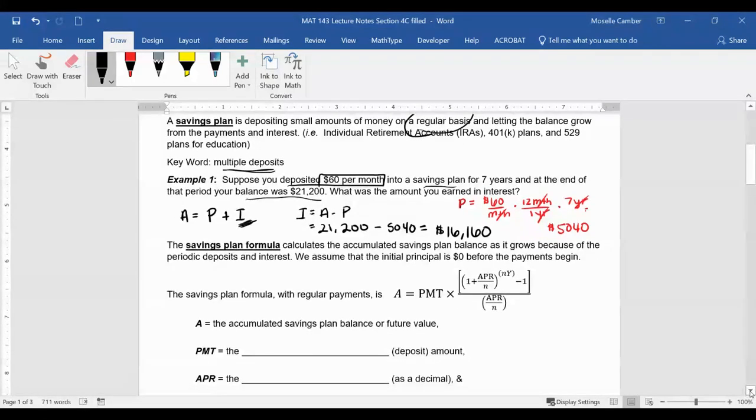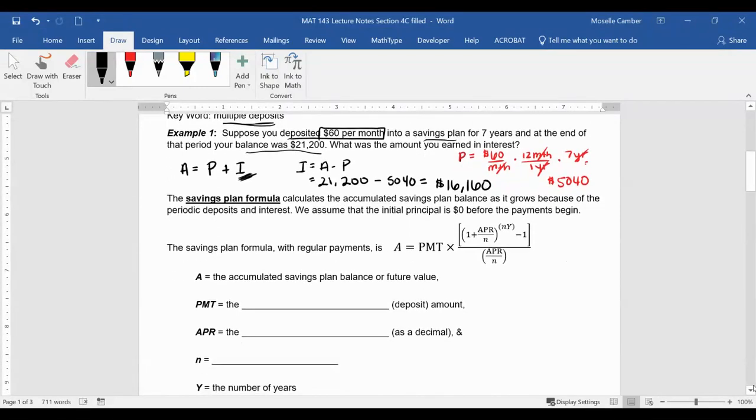Okay, now the savings plan formula is a bit more complicated. Now this one is on the formula sheet for when you take the test, so you do not have to memorize it. You just have to know when to use it and how. So for this one, because we're not just putting it in once, we don't necessarily have a principal. We're going to use PMT for payments. So PMT then is going to be your payment amount, however much you deposit. So either payments or deposit.